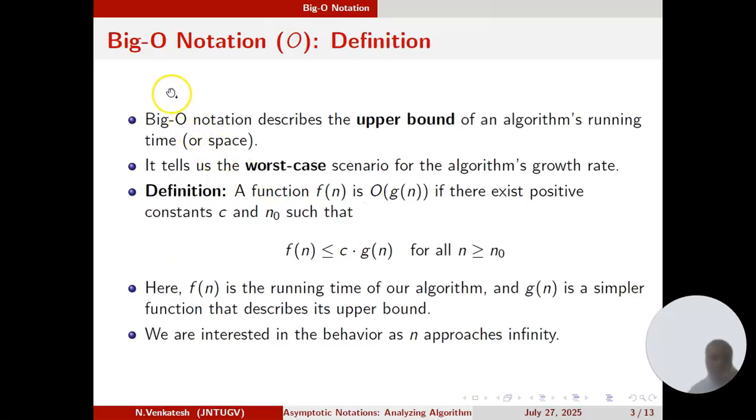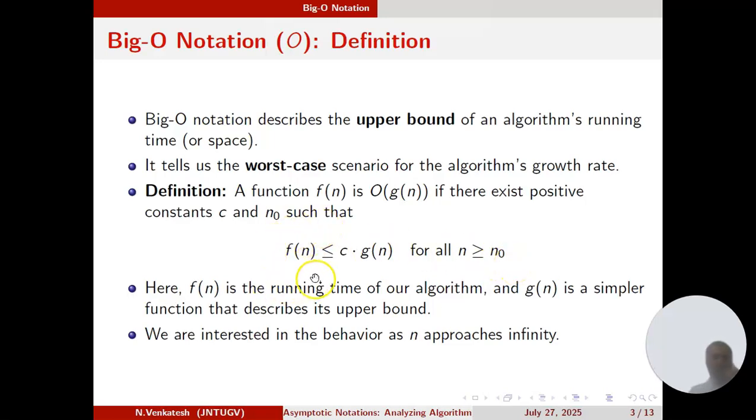The first notation is the BigOh notation. So here we have two functions, f of n and g of n. A function f of n is BigOh of g of n if and only if there exist positive constants c and n naught such that f of n is less than or equal to c into g of n for all n greater than or equal to n naught.